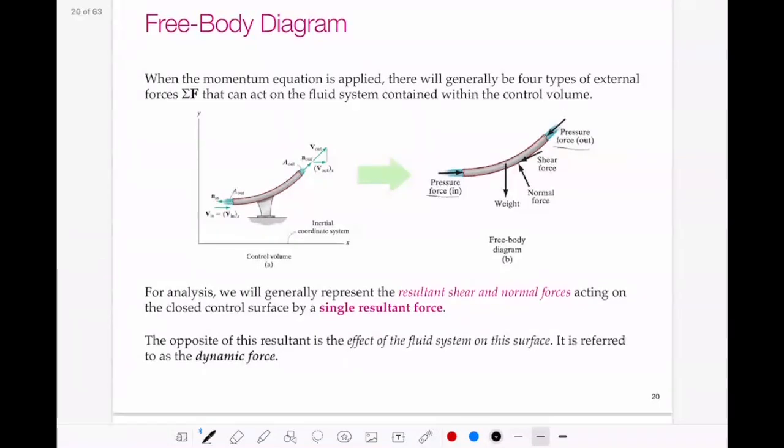So if we were to look at the opposite of these forces, the opposite of the resultant force would be the effect of the fluid system on the surface. So this would be the force of the fluid acting on the control surface, which in this case would be that section of pipe. So the equations as we have them would be the forces of the pipe acting on the fluid, and the opposite of that would be the force of the fluid acting on the pipe. And the force of the fluid acting on the pipe would be called the dynamic force. So they're equal and opposite to the resultant force.